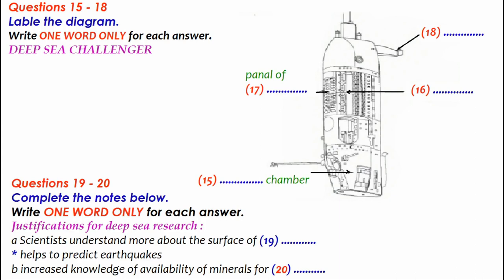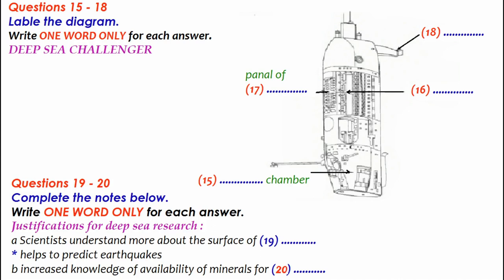Going up from the pilot's chamber, in the middle of the sub, on the right-hand side of the drawing, you can see a whole section covered in batteries. They provide the power source that takes the sub all the way to the bottom of the ocean and back up to the surface again. Next to that, there's another important part of the sub.